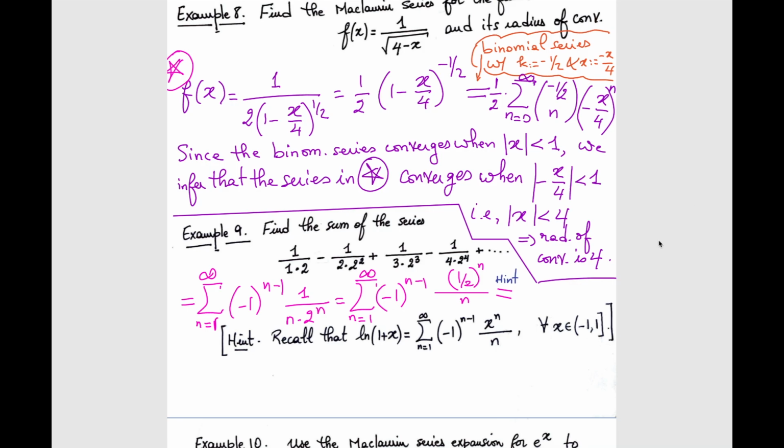It tells me that no matter what x you choose here, as long as x is between minus 1 and 1, possibly 1, this is equal to ln of 1 plus x. Who's x here? Clearly it should be half. So that's going to be ln of 1 plus half, which is ln of 3 halves. Make sense? So that series is convergent, and it sums up to ln of 3 over 2. Okay?